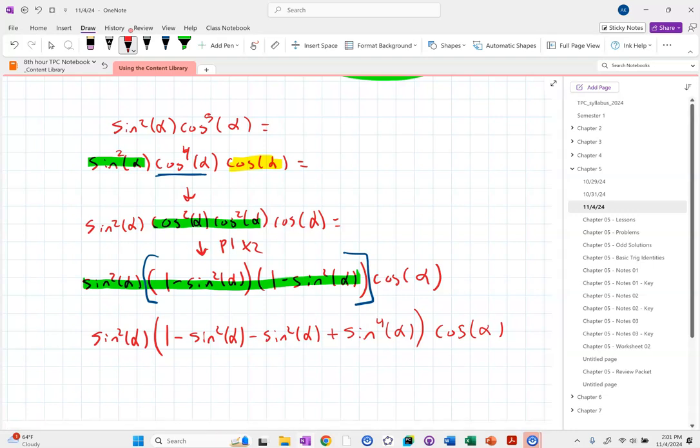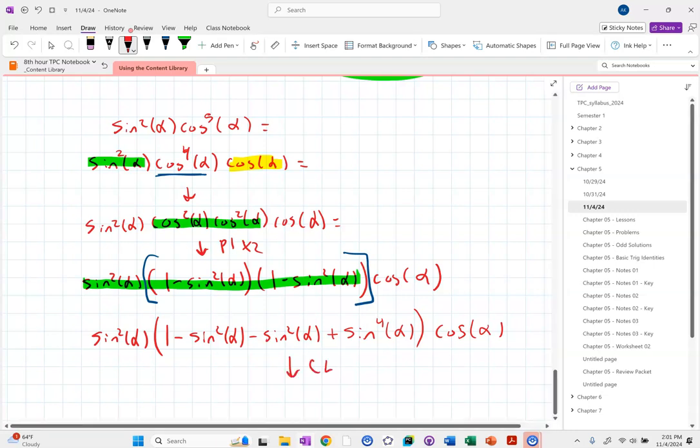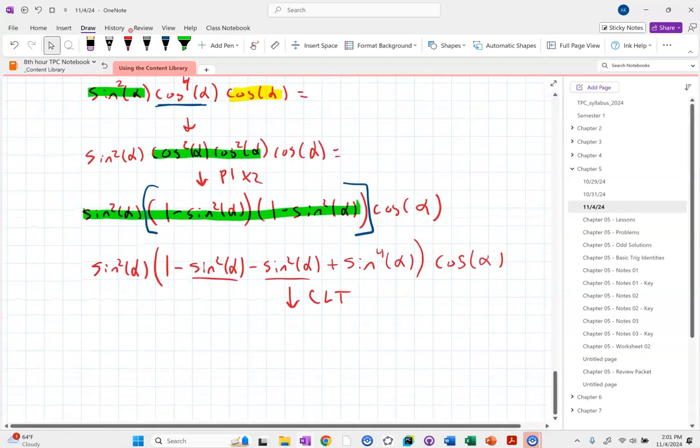So far, so good? If I combine my like terms, I notice that I have a minus sine squared and another minus sine squared. So those can come together into minus 2 sine squared.